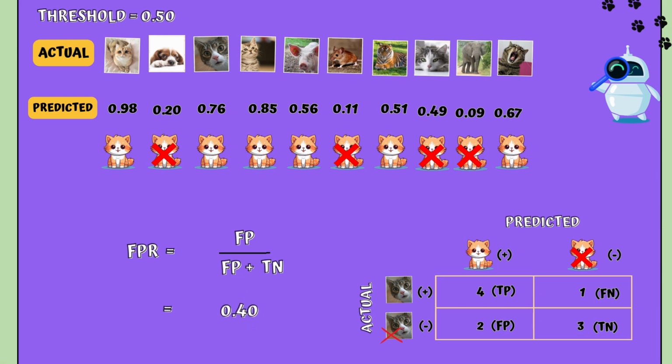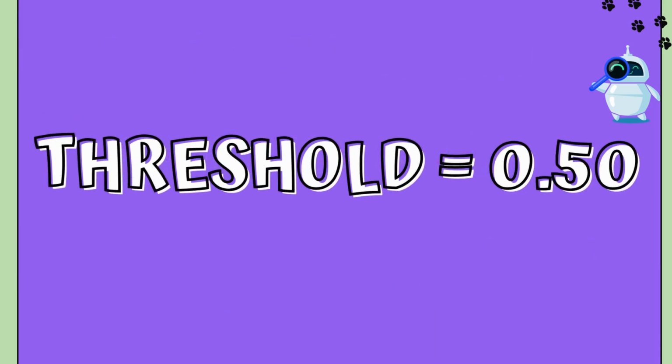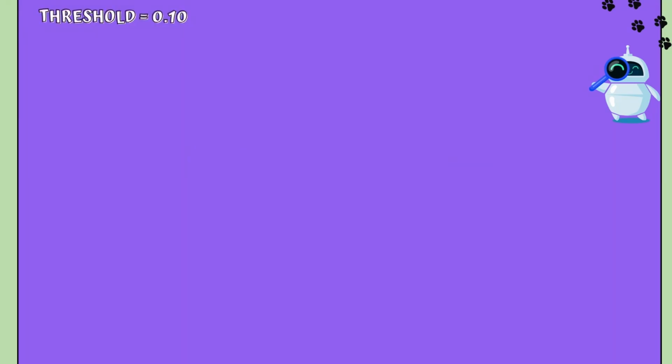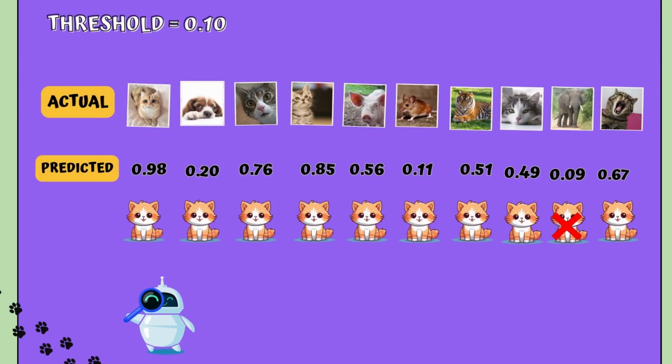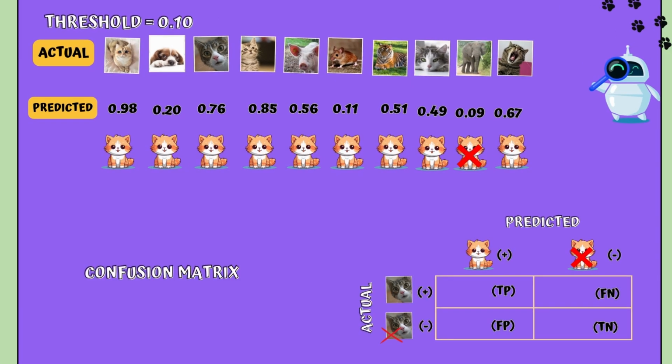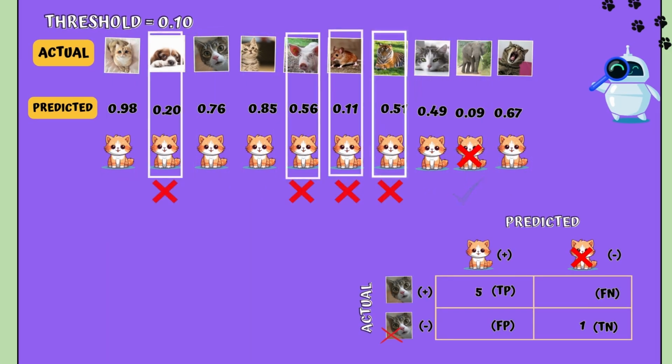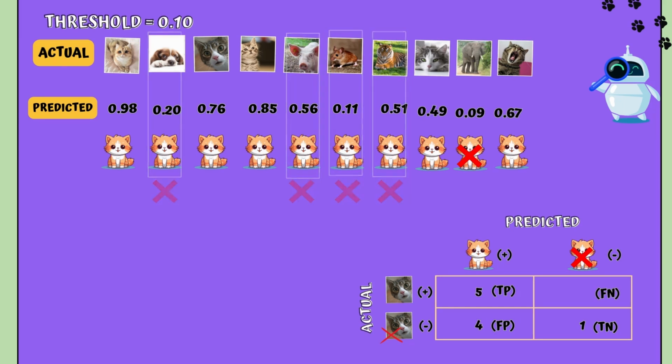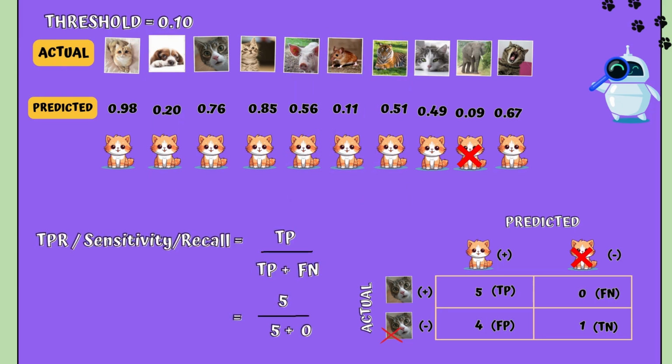Now, if we think about it, can we improve our model's performance with the same model? Remember, we set a threshold value to be 0.50. What if we change it to 0.10? Let's again build a confusion matrix. This time, we obtain 5 true positive, 1 true negative, 4 false positive and 0 false negative. This time we obtain our true positive rate as 1 and false positive rate as 0.80. Both the true positive rate and the false positive rate have increased.